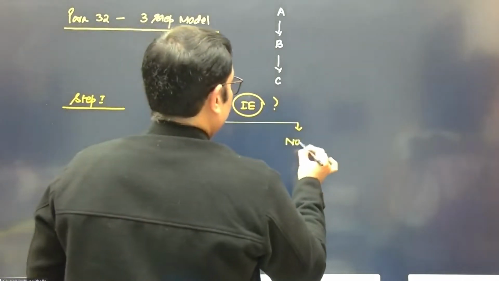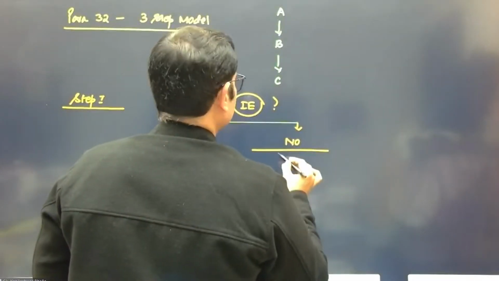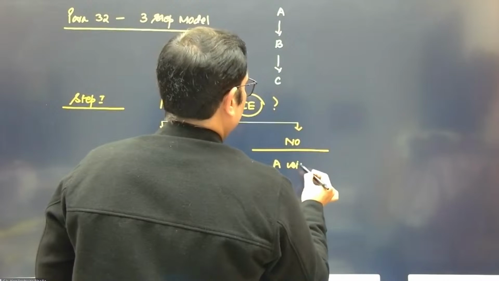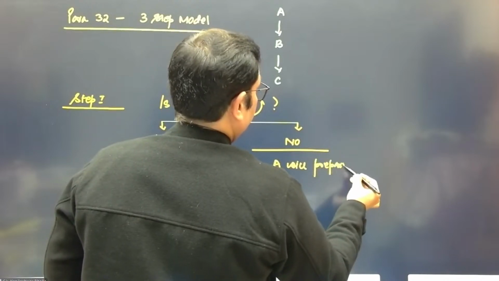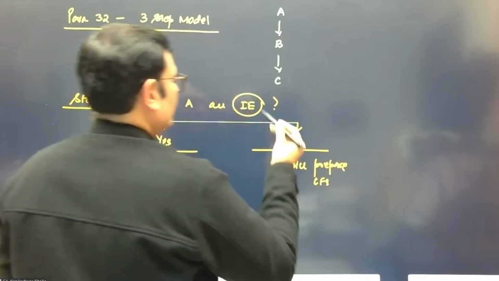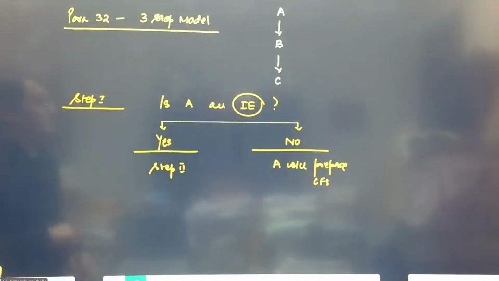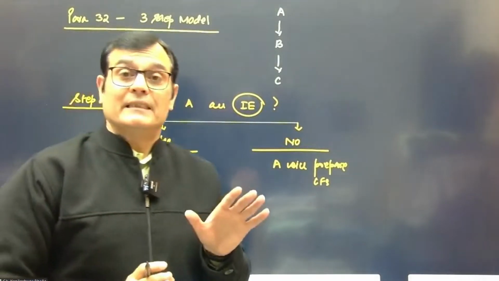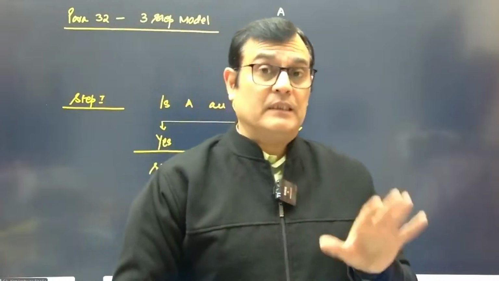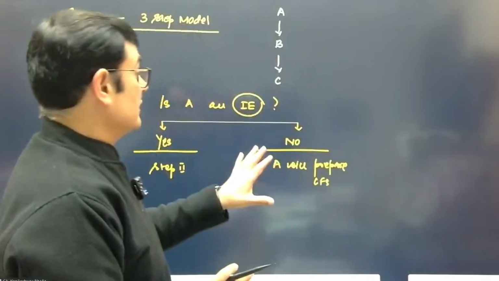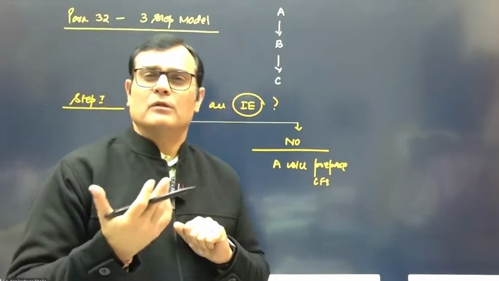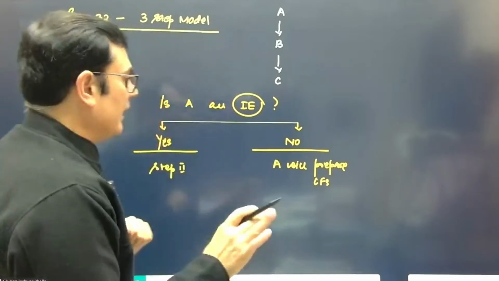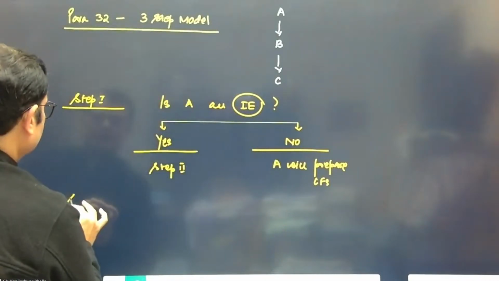And if you say no, A is not an investment entity, then A will consolidate. A will prepare consolidated financial statements. Then A is required to make consolidated financial statements, even though it is supposed to be exempt, because it is not an investment entity, it gets nothing. It is not able to avail para number 4 and 4B is gone. Then you go to step number 2.